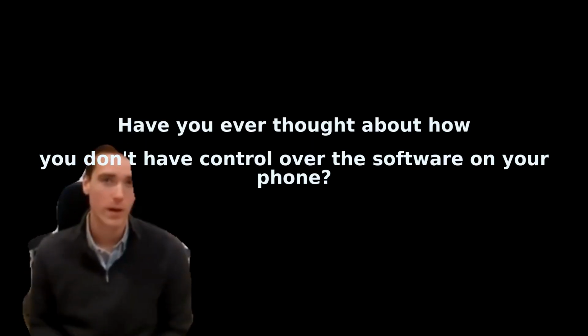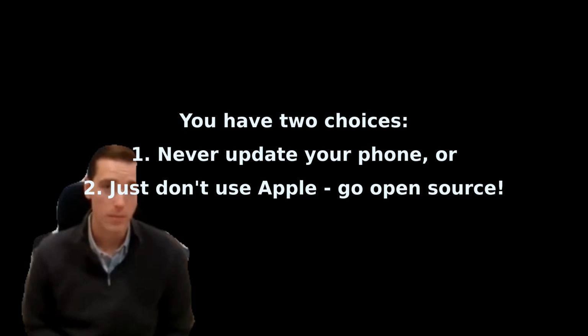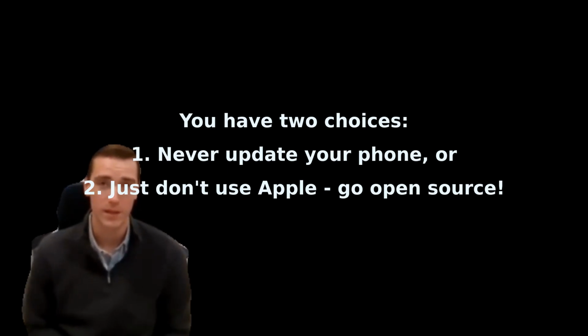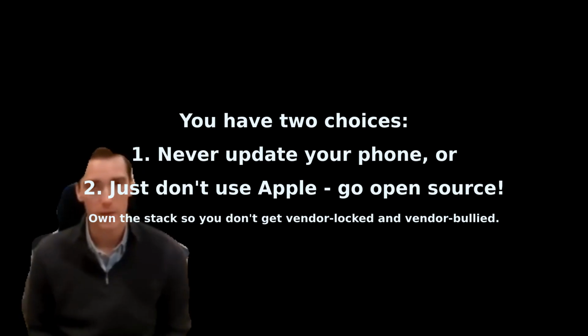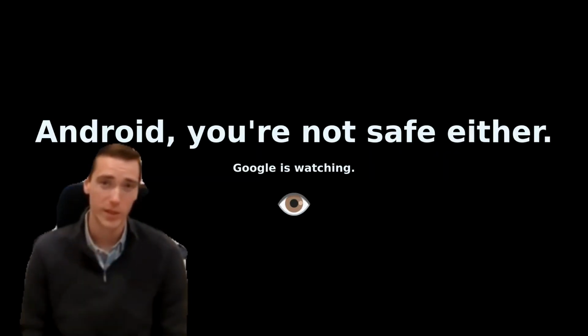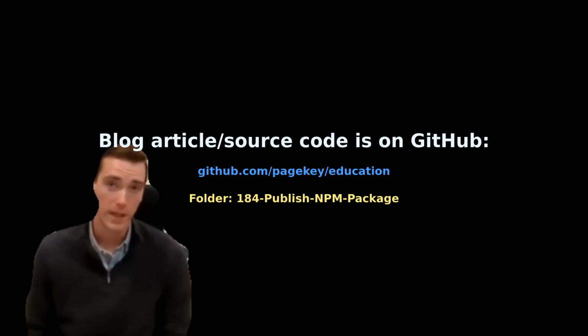So have you ever thought about how you don't really control the software on your phone in any way? Well, too late. You have 2 choices. Never update your phone again, or just don't use Apple. Pick something else that's open source where you can control what goes into that device. Own the whole stack so that you don't get vendor locked and vendor bullied. Android, you're not safe either. Google's watching.